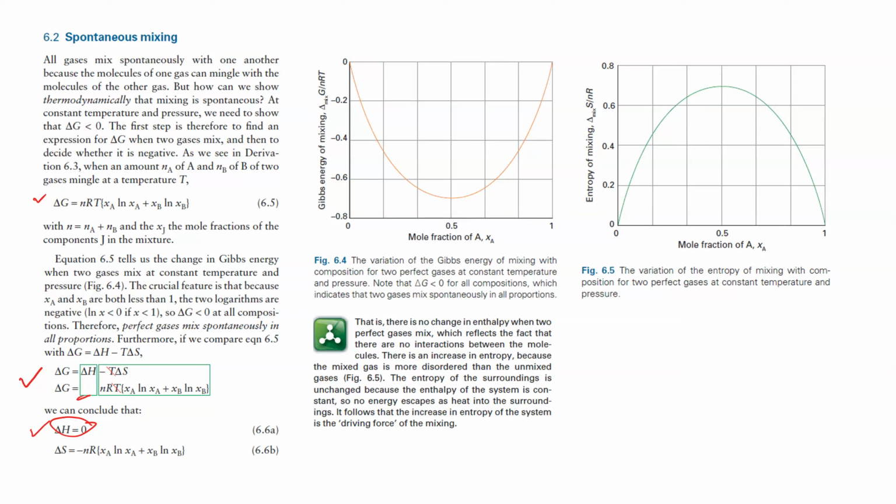If we take a look at figure 6.5 here, on the y-axis we have entropy of mixing, and on the x-axis mole fraction of A. It looks like an inverted plot of what we saw in figure 6.4 to the left. The variation of the entropy of mixing with composition of two perfect gases at constant temperature and pressure is what we're looking at here. And this entropy is the driving force of spontaneous mixing for perfect gases.